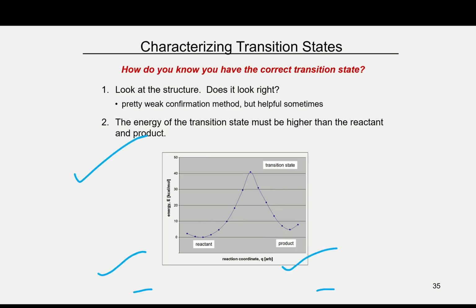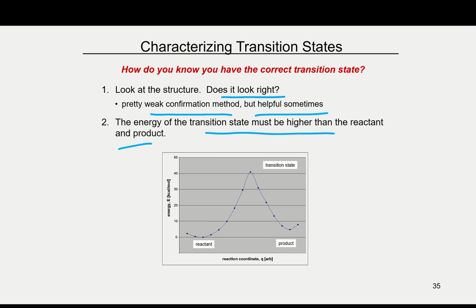Characterizing the transition state. If you want to characterize the transition state, you should look at the structure. Is the structure okay or not? Does it look right? It is a pretty weak confirmation method, but helpful sometimes. You can't know exactly, but this is very helpful. You can't say that this is exactly the transition state from the structure alone. The second point is that the energy of the transition state must be higher than the reactants and the products. This is the second point you should know.